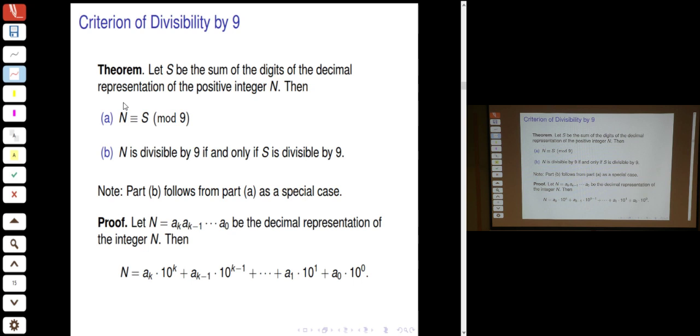The theorem is essentially formalizing this and is telling you that this is always going to be true, that any number is always going to be congruent to the sum of its digits in decimal representation mod 9. Therefore, a number is divisible by 9 if and only if the sum of its digits is 0 mod 9, that is, the sum of its digits in decimal representation is divisible by 9.